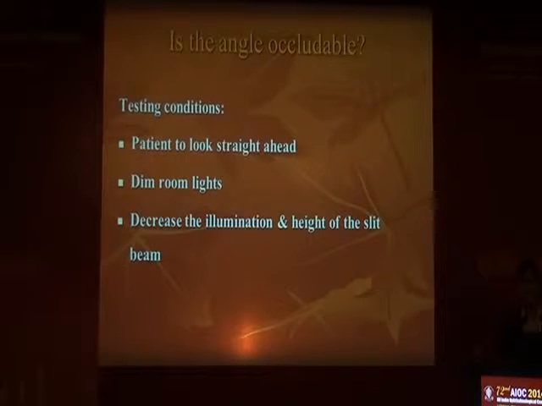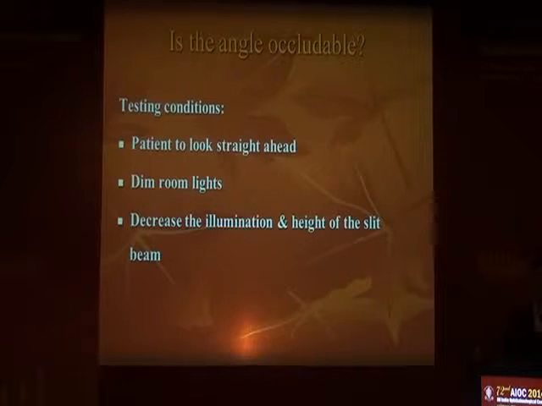So when you want to look for occludability, your testing conditions have to be very strict. The patient has to be looking straight ahead. Try to make the patient fix with the eye which you are not examining. Room lights have to be dimmed to the maximum extent. Dark is the best. Decrease the height of the slit beam and make it wide. Width should be around 2 millimeters.